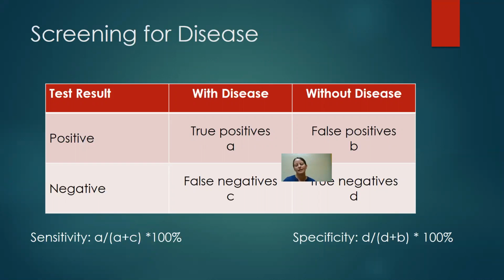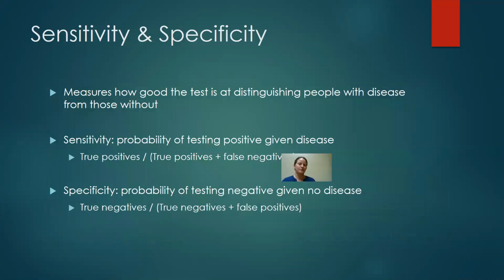And then specificity is the probability of testing negative given that you don't have disease. So that is our true negatives out of everyone without disease. So D over D plus B. And we typically multiply those by 100 to get a percentage. So for sensitivity and specificity, the higher the number, the better for a screening test. So ideally, we typically want to have something in the 80 to 90% range at least to consider it as an effective screening tool. And so the text of what I just said is on this slide here.